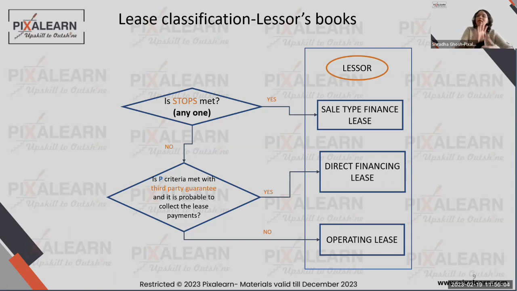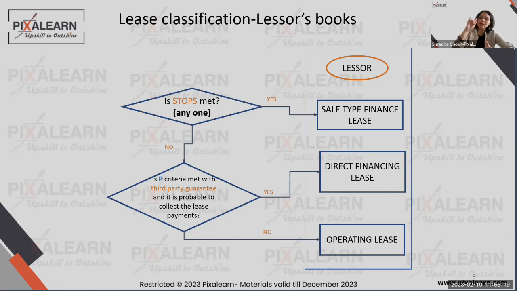I'm repeating, if any of those 5 criteria are met, we're going to call it a sale type lease. Record the sale in the lessor's book, record the gain and the loss on the sale, and de-recognize the complete asset from the lessor's book.